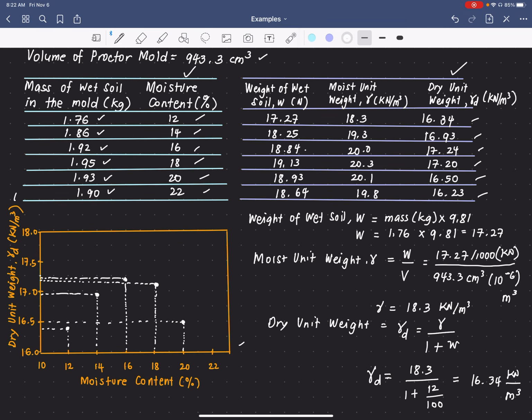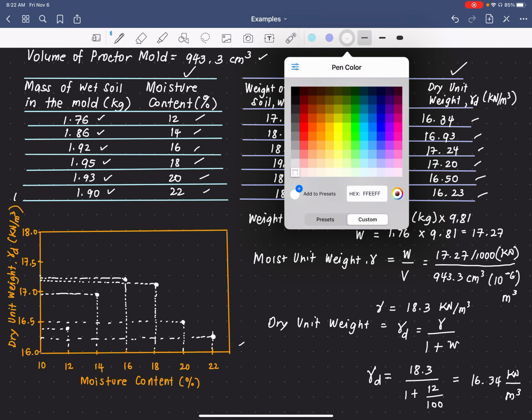Then we have 22 and 16.23. We have 22 and 16.23. Let's say it's here. And here's our sixth data point. Then the next thing to do is to draw a regression curve.